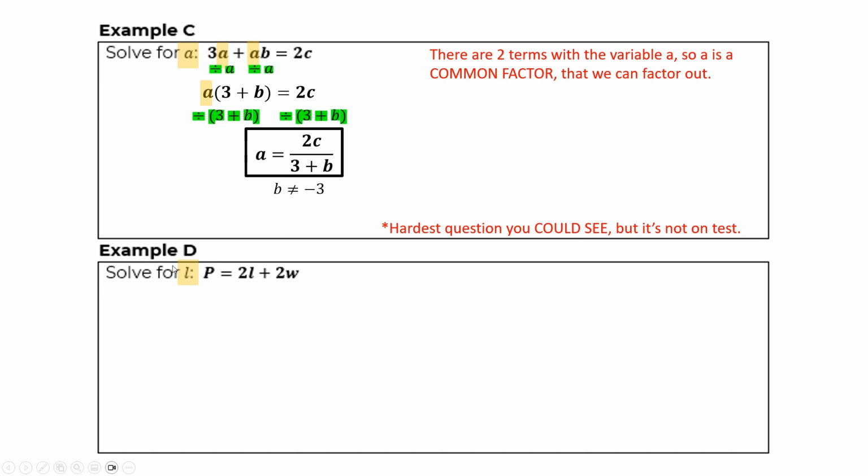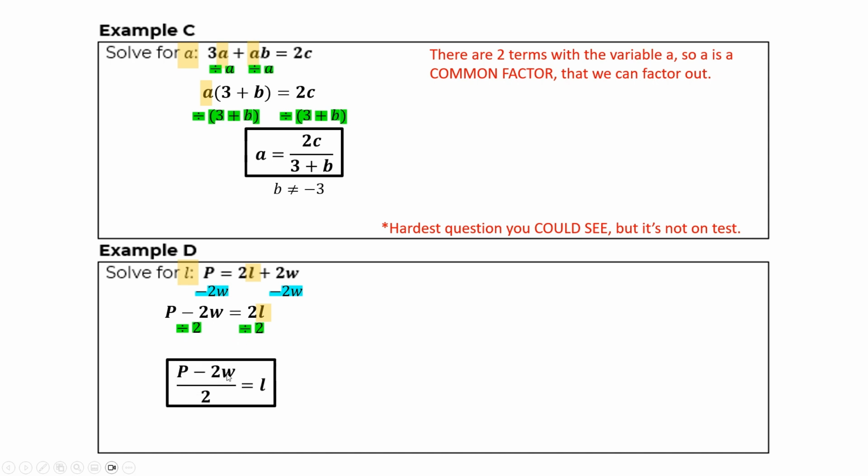Okay, finally we have example D, which is to solve for L. I would star, circle anything that you can to indicate that you may want to remember this question or study this question before your test. So we want to solve for L, so we want to get this L by itself. So we're going to subtract 2w from both sides. So P minus 2w is equal to 2L. Since we want to get this L by itself, we're now going to divide both sides by 2. So we have P minus 2w divided by 2 is equal to L.